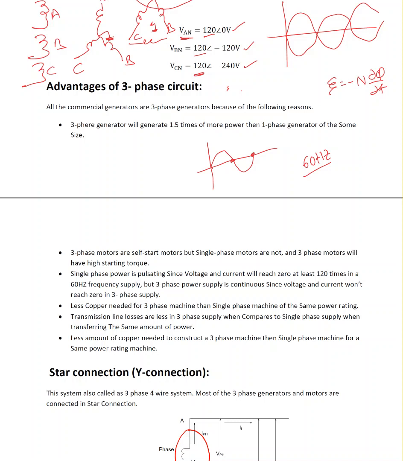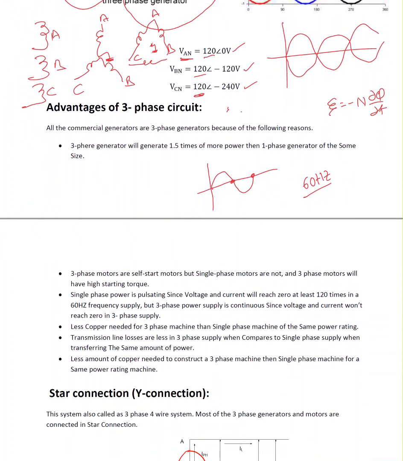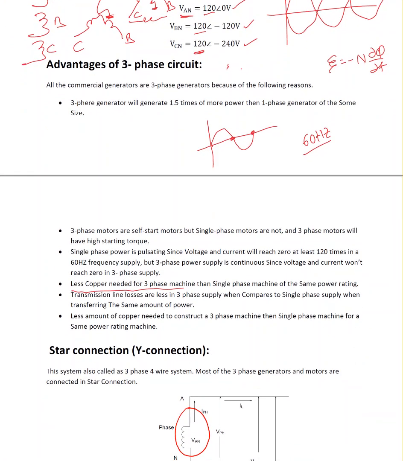When it comes to 3-phase, it is a continuous power supply. If you look at this voltage, this is never going to be 0. That's a minimum of 0.5 times the maximum value. So the voltage is never going to be 0. That's the advantage. Less copper is needed for a 3-phase machine of the same size compared to the single phase machine. Transmission line losses are less in a 3-phase system, and less copper is needed to construct a 3-phase machine. That's the same point, by the way.